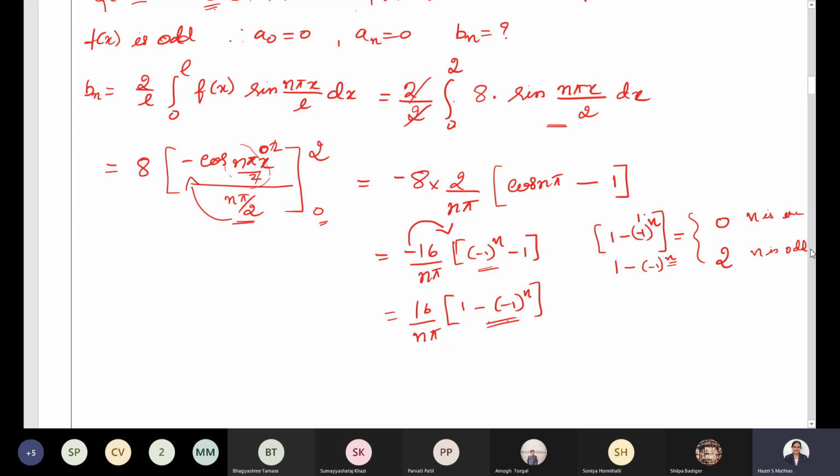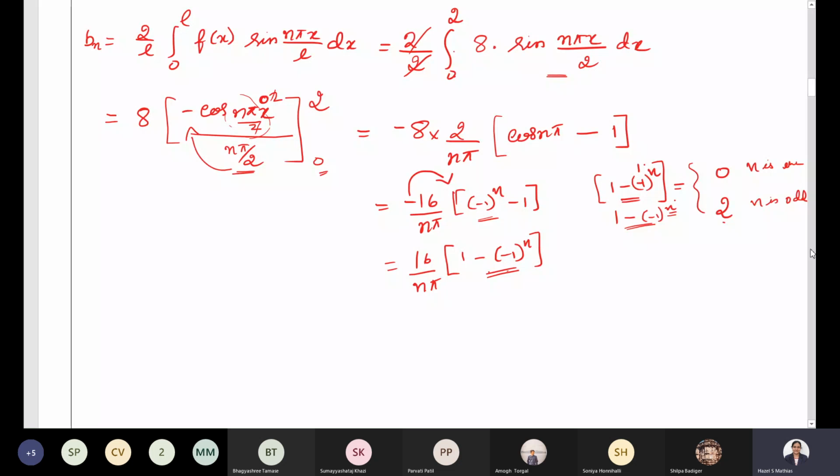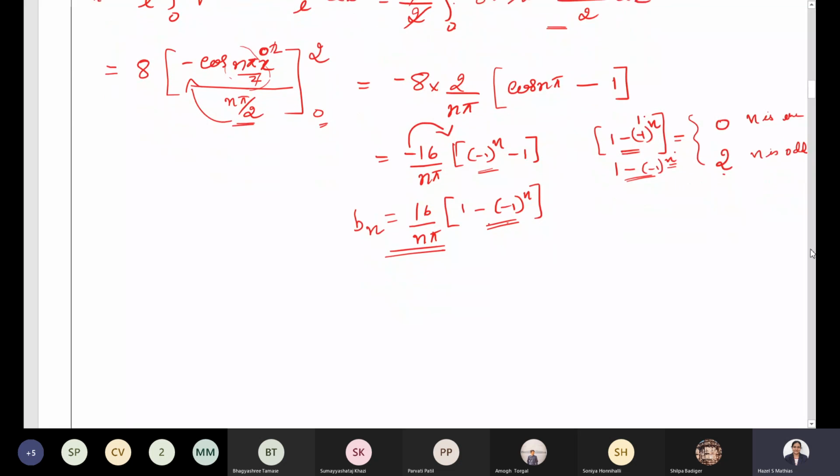So this thing you need to remember. When the power of n is even, we will get the entire expression value to be 0. When the power of n is odd, the value of this entire expression is 2. This you need to remember. And what is this? This is the value of bn. bn equal to 16 by n pi into 1 minus minus 1 power n.